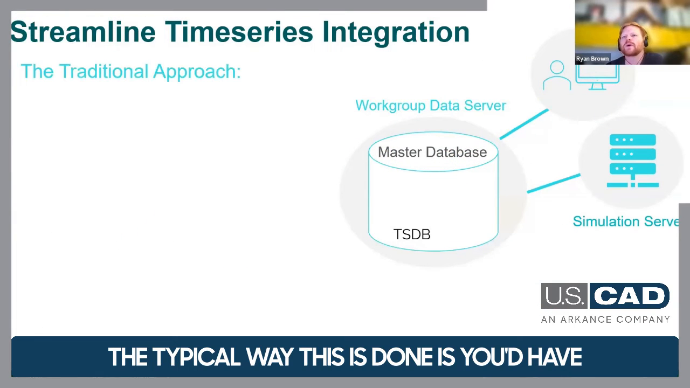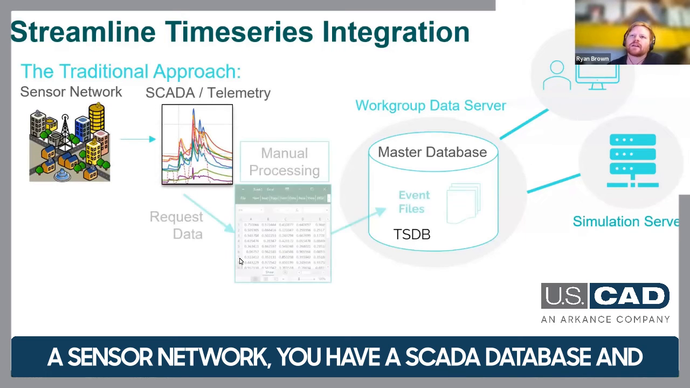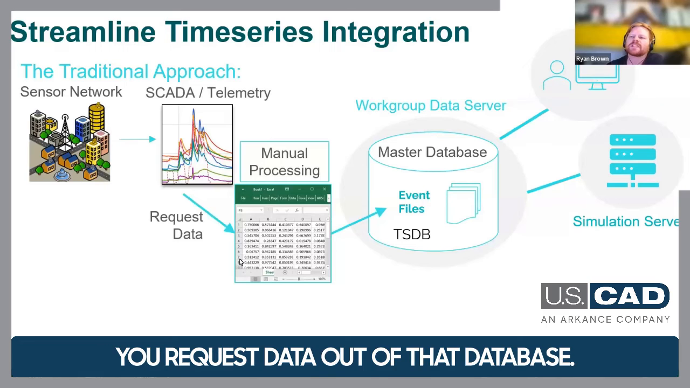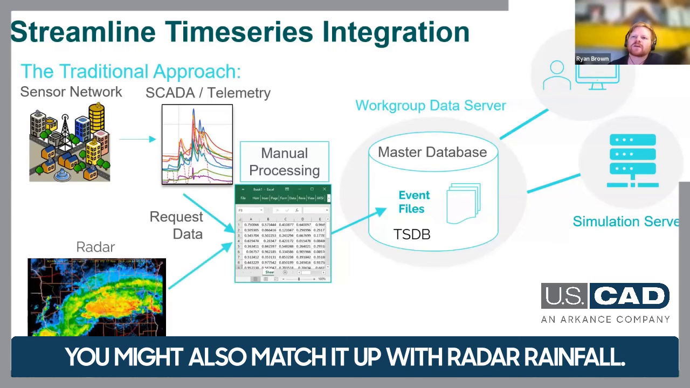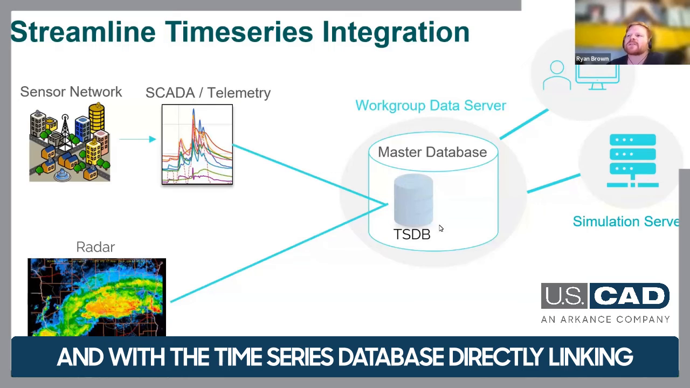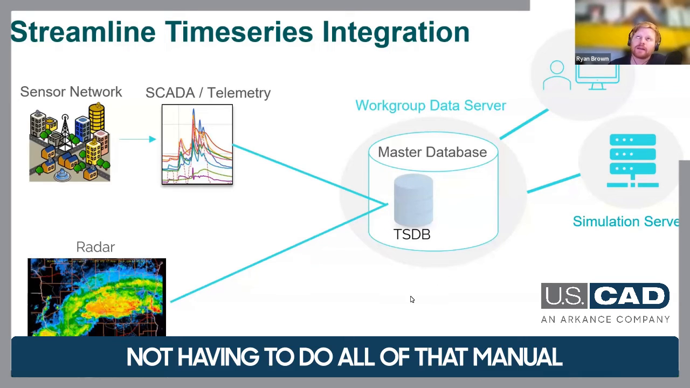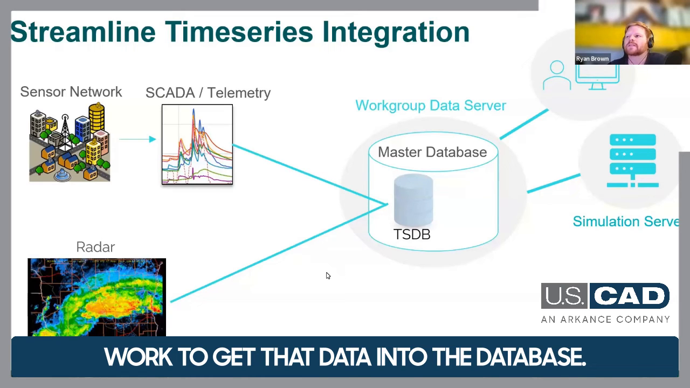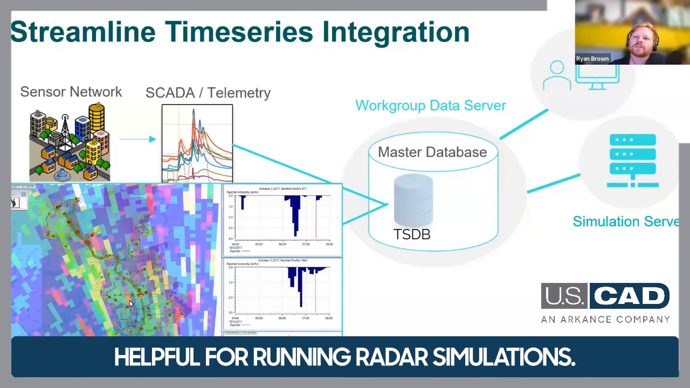The typical way this is done is you'd have a sensor network, you have a SCADA database, and you request data out of that database, and usually there's some manual processing. You might also match it up with radar rainfall. A lot of this can be a very slow and time-consuming process, and with the time series database directly linking to those data sources, you're not having to do all of that manual work to get that data into the database. And this can be particularly helpful for running radar simulations.